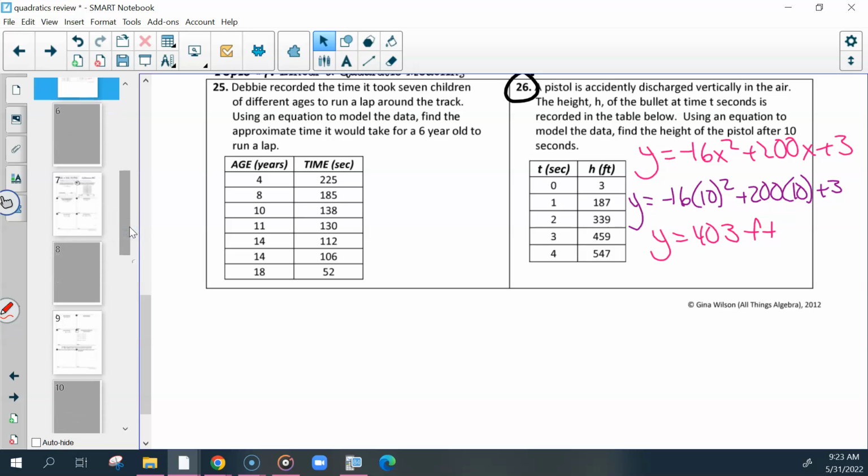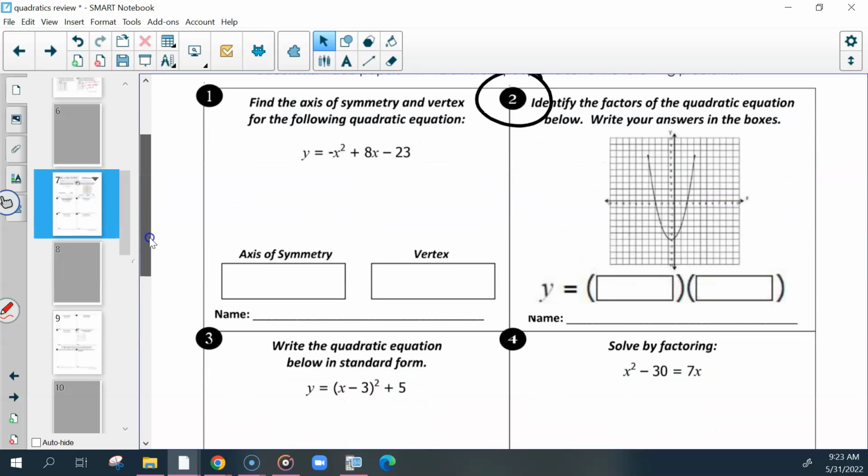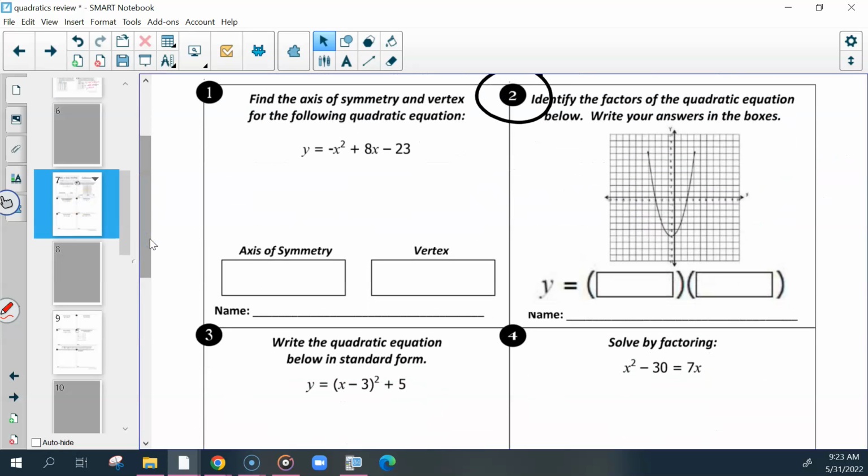Do you do number 21, area of couple? On the next page, go to number 2. This one kind of helps you with like objective 2. So if you had something like this where you have to identify the factors, look for your x-intercepts or your zeros.